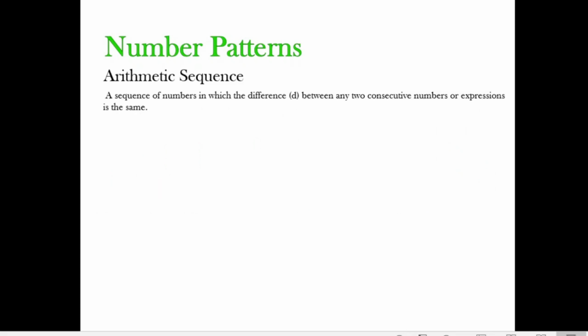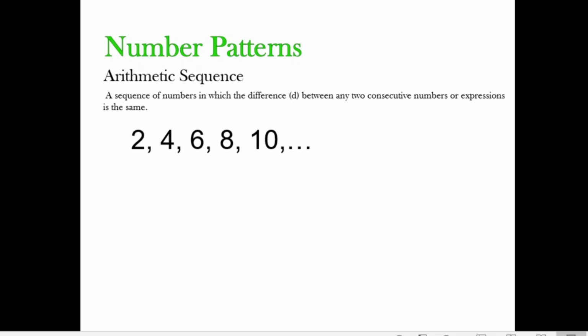Alright, so let's have another kind of sequence here, a special sequence. It's called an arithmetic sequence. This is a sequence in which if you're going to take any two consecutive terms, the difference is always the same. Let's consider the following example.